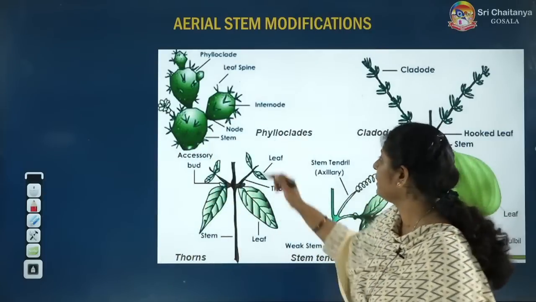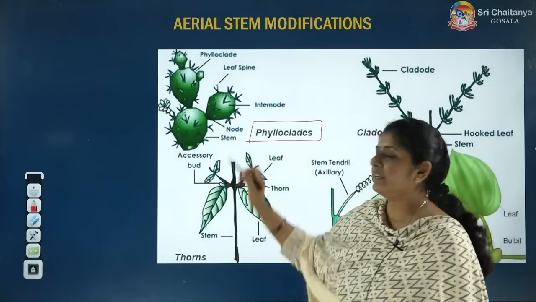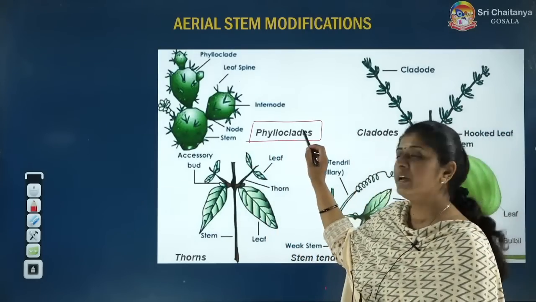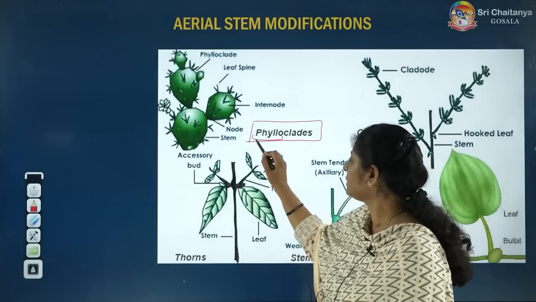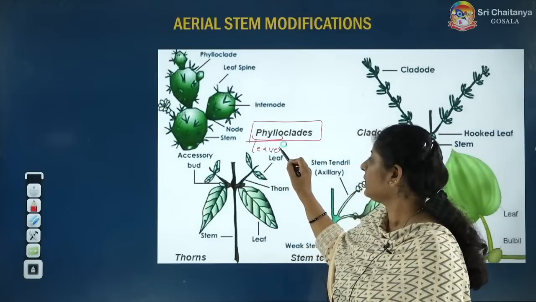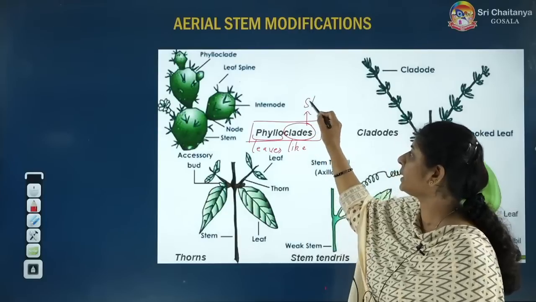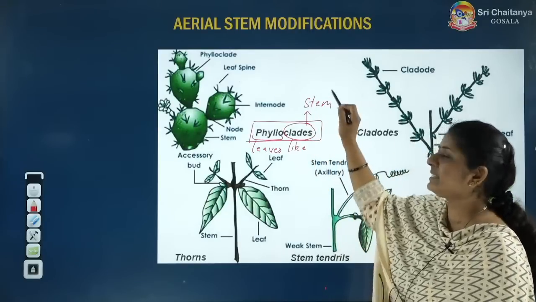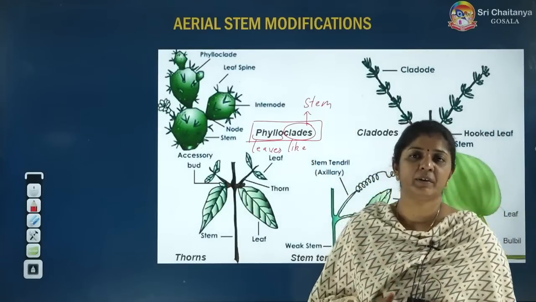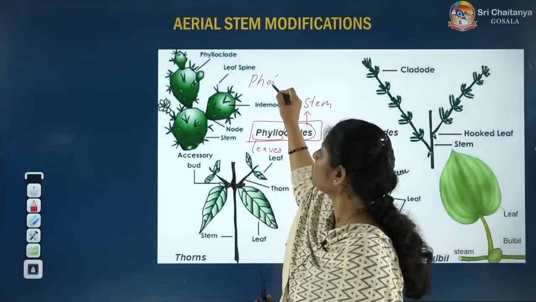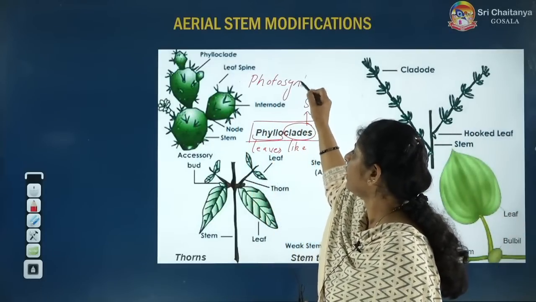Let me repeat this point again. Please listen again. This is what thing? Phylloclade, not phyllodes. Phyllodes is something else. I will describe it later. Phylloclade is what? Phyllo means leaves. Clade means what thing? Stem. Leaves like stem, you call it phylloclade. Now here stem is modified for what thing? Photosynthesis. Are you getting that?